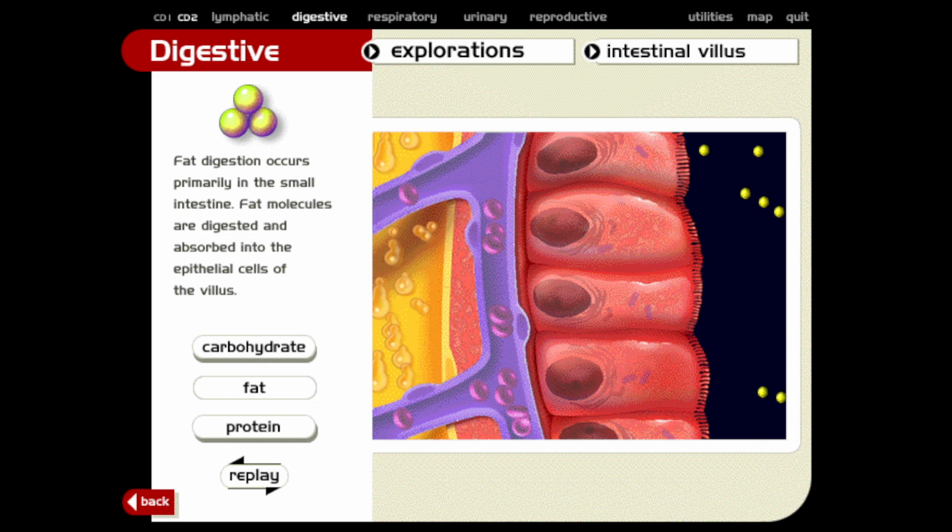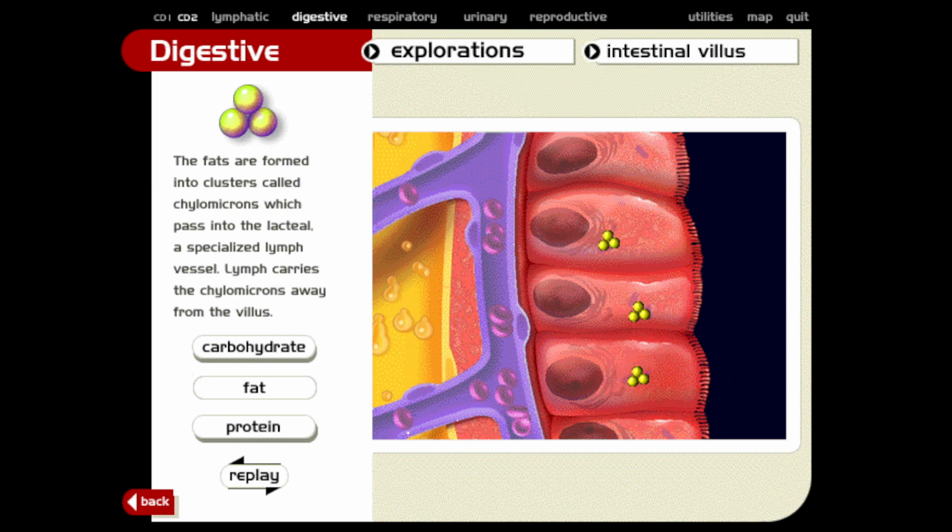Fat digestion occurs primarily in the small intestine. Fat molecules are digested and absorbed into the epithelial cells of the villus. The fats are formed into clusters called chylomicrons, which pass into the lacteal. Lymph carries chylomicrons away from the villus.